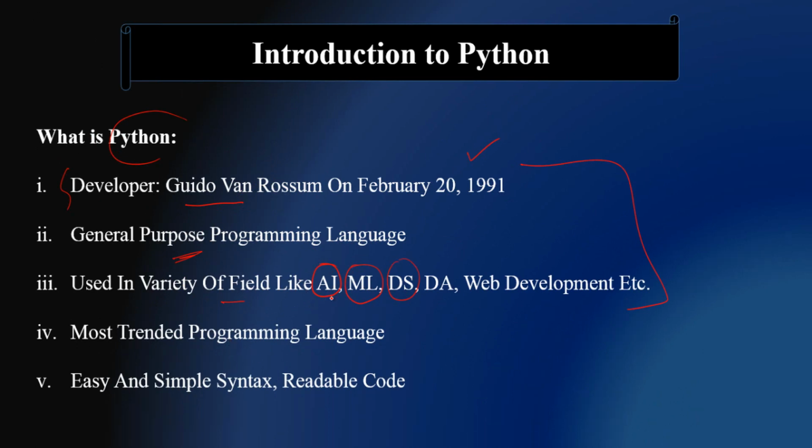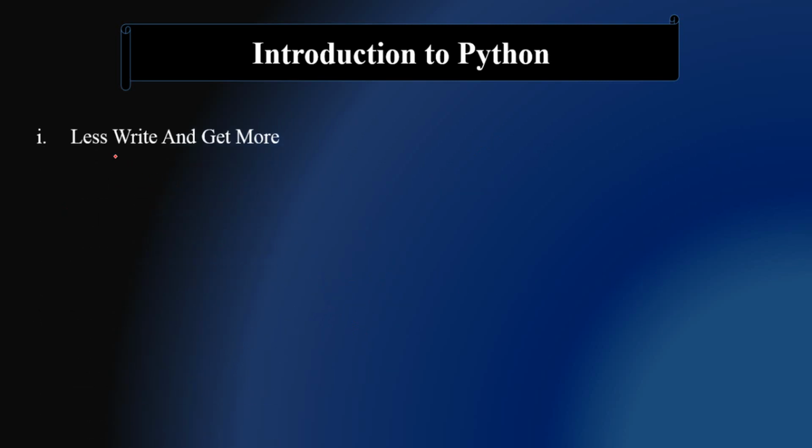Nowadays is the artificial intelligence period, so you have to focus on artificial intelligence. In the field of artificial intelligence, Python is the basic programming language you should know. Another point is that you write less and get more. Like in other languages such as C++ or C, you have to write more to get a single task done, but in Python you write less to get more.